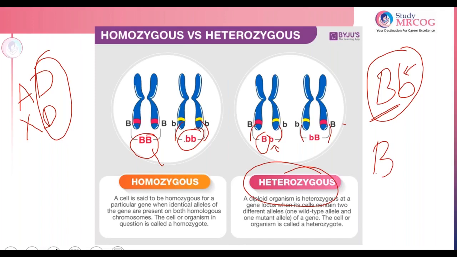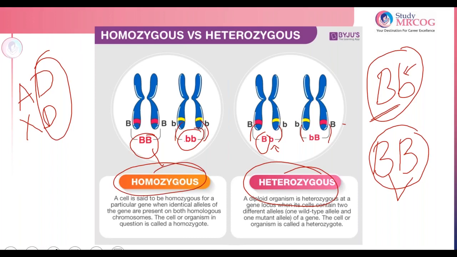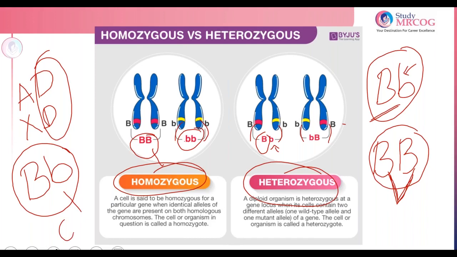But if B is recessive, the other gene also needs to be B for a patient to present with symptoms. This is called homozygous. In other words, for a recessive disease to present, the person needs to be homozygous, meaning they carry the defective gene in both the sister chromatids. For example, if an autosomal recessive person carries a defective gene in one of the sister chromatids and a normal gene in the other, they don't present with the disease, but they can be carriers. So this is the important concept about homozygous versus heterozygous.